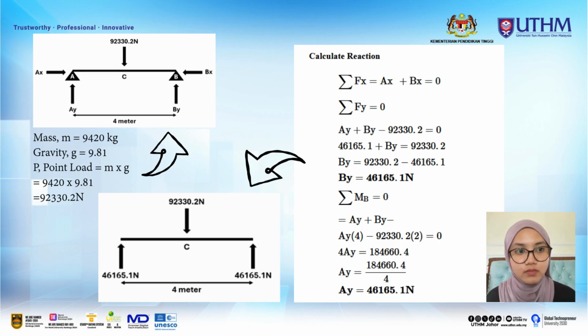Next, we apply vertical force equilibrium to the entire system. As we know, the sum of vertical reactions must be equal to the load applied. Since AY plus BY equals 92330.2 Newton, and we already found AY, we subtract AY from the total load, and we will also get the answer 46165.1 Newton for BY as well.